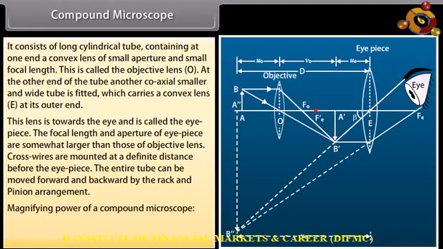Magnifying power of a compound microscope. M is equal to minus V0/U0 into (D/Fe + D/Ve). Signs here already have been put.